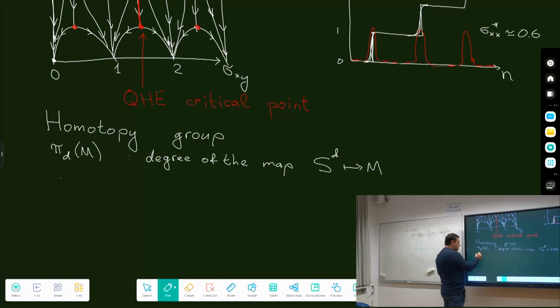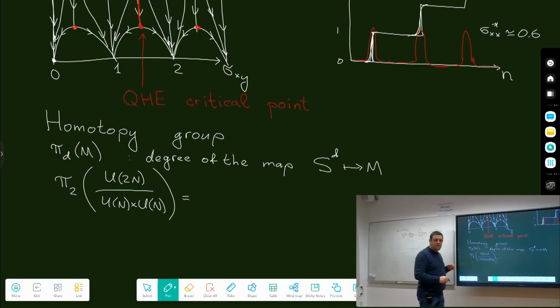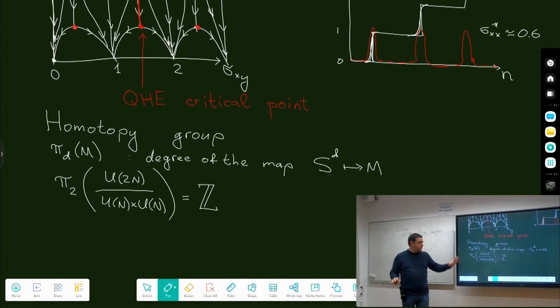And the statement is that the homotopy group with index 2, the two-dimensional sphere, of the manifold U(2n) divided by U(n) x U(n) equals how much? Z, the group of all integer numbers, because all these maps are characterized by a single integer invariant. You can combine all equivalent maps into a single thing, and these single things will be numbered by an integer number.